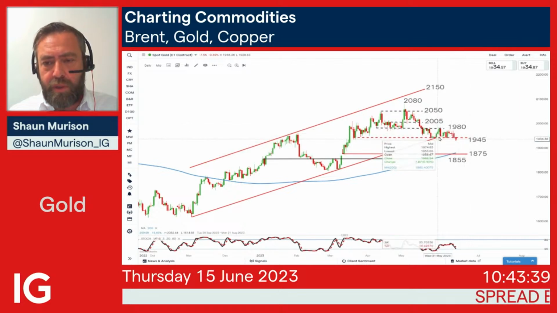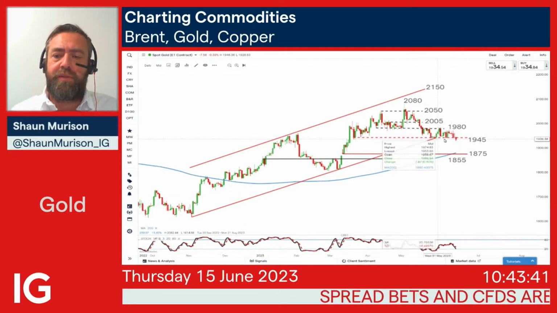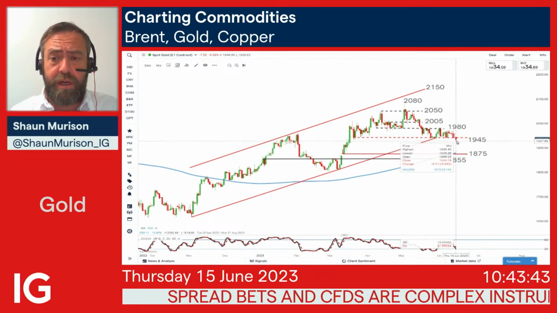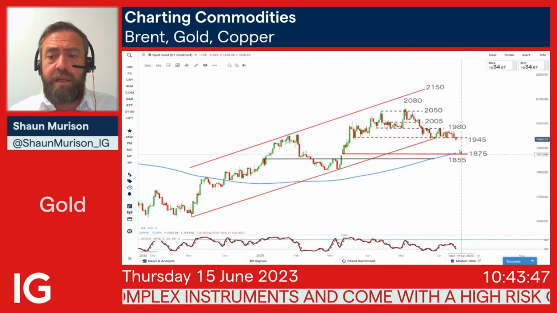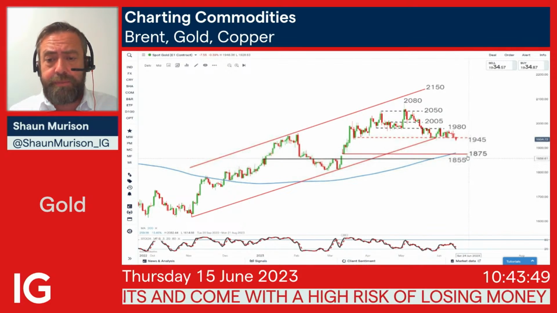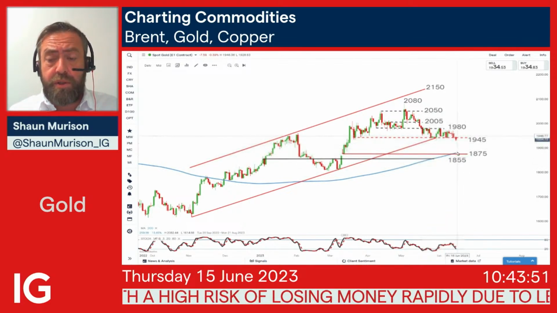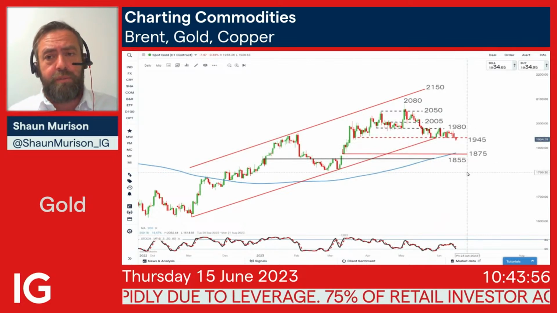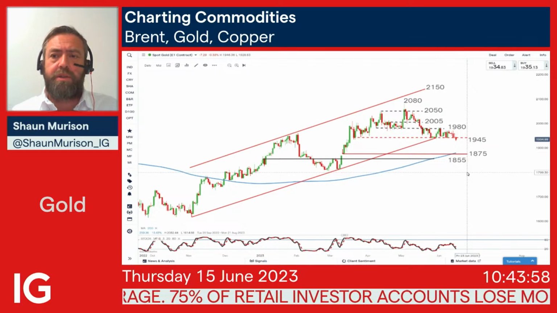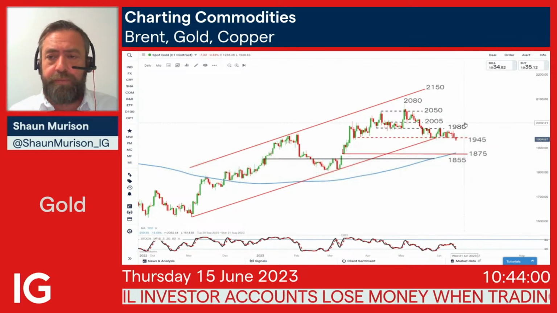But short term, as the picture stands right now, we're looking like we could have a downside breakout, and there is a bit of daylight towards that next level of support at 1875. Now, if we start trading below that, that's when we start to consider that this longer-term trend is now broken, and we change our bias, or at least reassess our bias, on trades on gold.